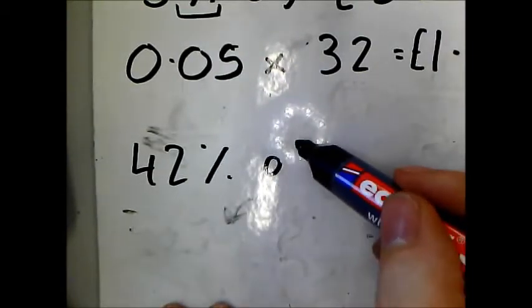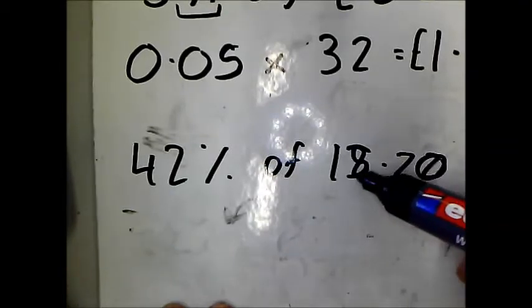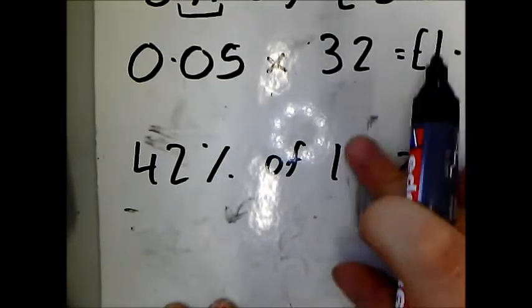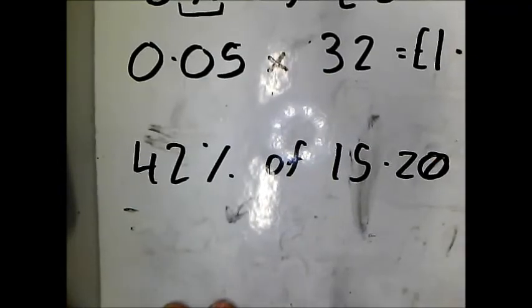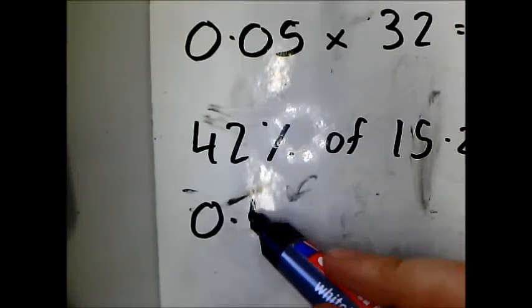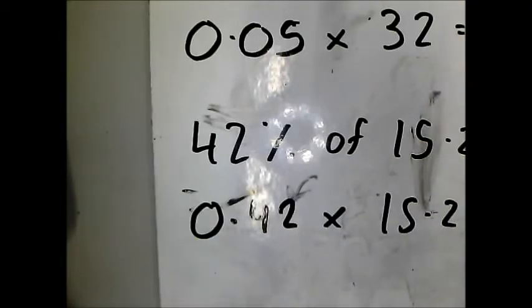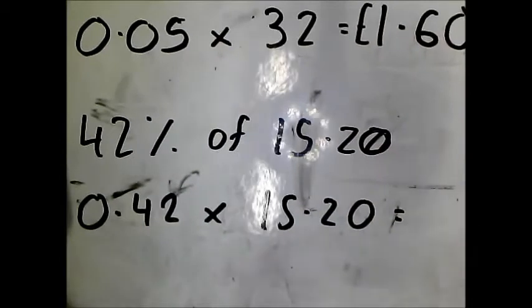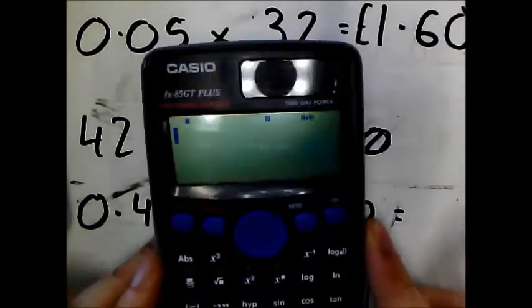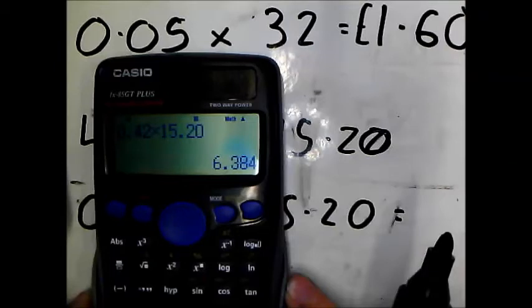42% of £15.20. Okay, so 42% as a decimal is 0.42. Of means multiply £15.20. If I pop that on my calculator, so 0.42 multiplied by £15.20 becomes 6.384.